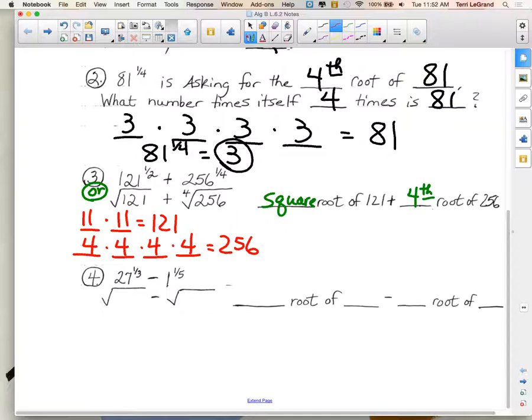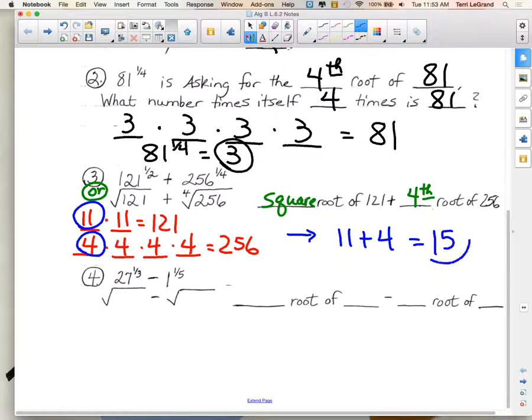Or in other words, I bet on your powers table, you could check Cody out, is 4 to the 4th power 256. Yes. Okay. So now what we just found is we found the square root of 121. Let's just circle one of them. And we found the fourth root of 256. So now we can come over here and do 11 plus 4 and get our final answer of 15.